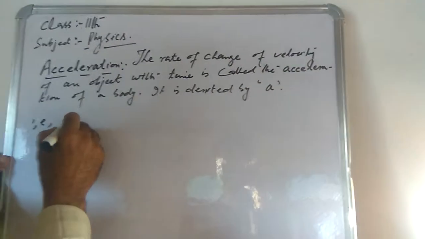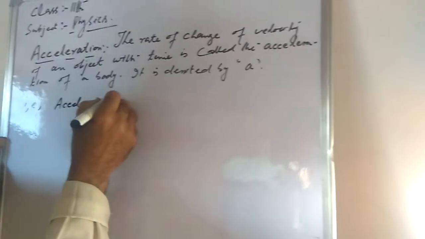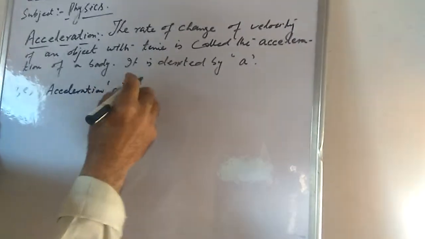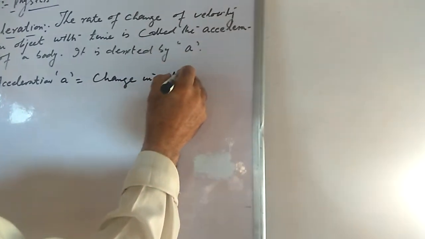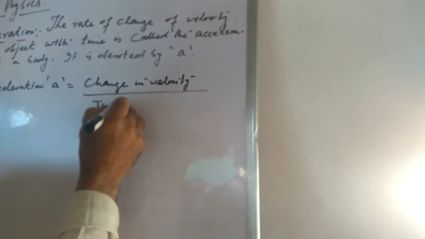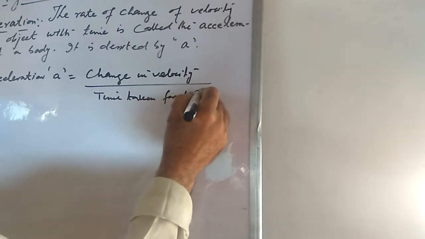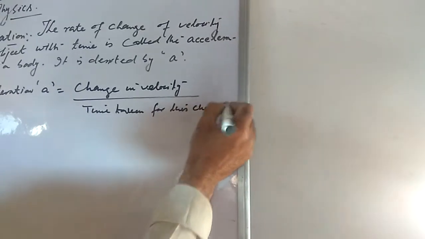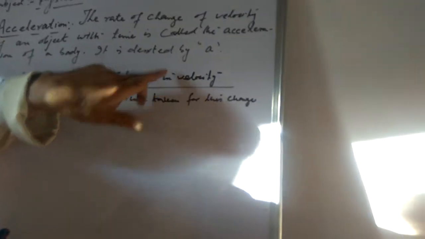I will write here: acceleration is equal to change in velocity divided by the time taken for this change in velocity. That means how much the velocity of an object changes with time is known as the acceleration.